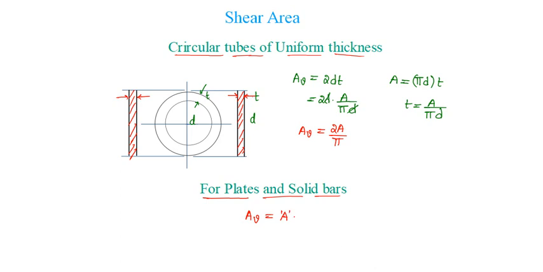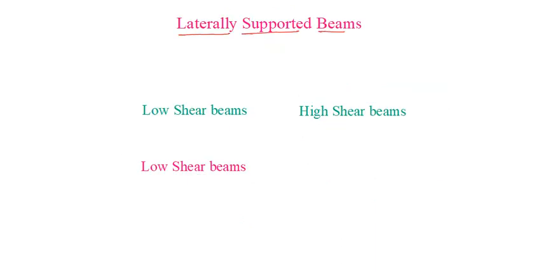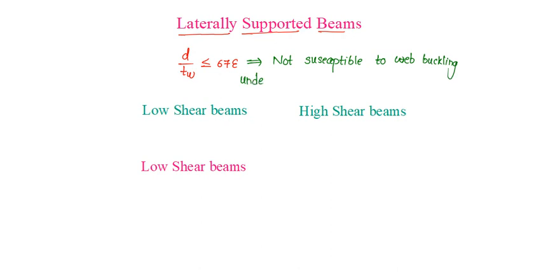Using the shear area, Vd can be found out, that is Av into Fyw by root 3 into gamma m naught. Knowing Vd, let us see the design of laterally supported beams in which the ratio d by tw is less than or equal to 67 epsilon. This implies the web is not susceptible to web buckling under shear before yielding.